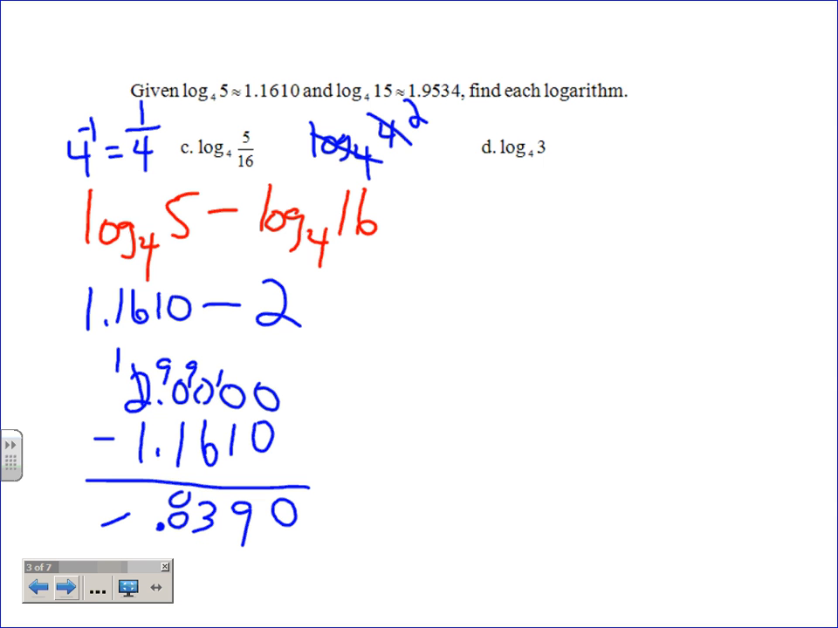Any ideas on D? You might have really thought that was a typo. How do you just multiply by 5? I mean, how's that work? You can just do whatever you want? That'd be nice. What's that?